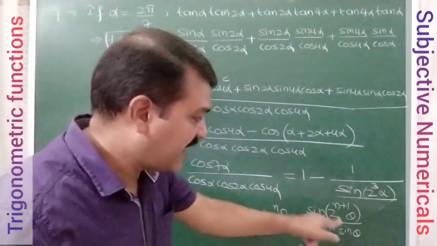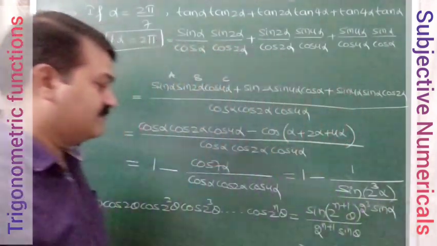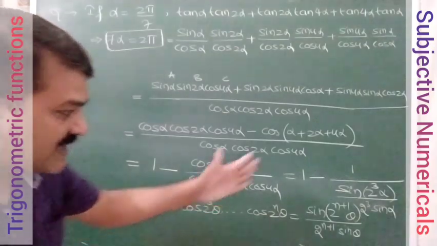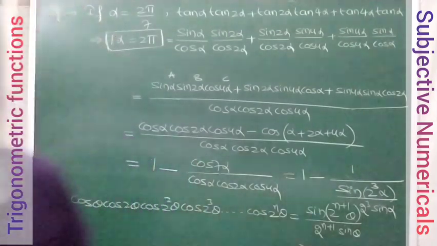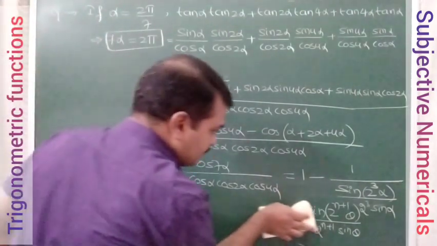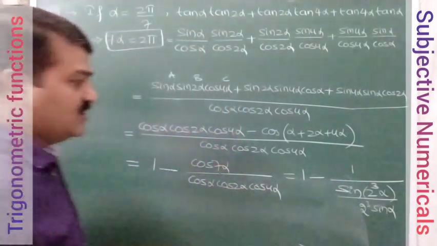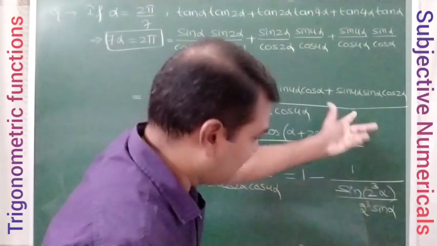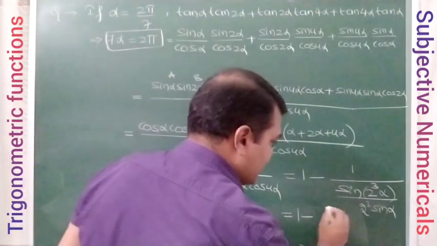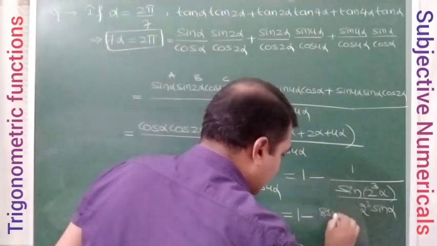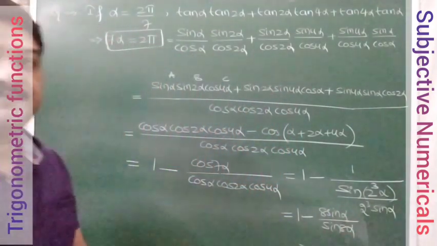So 2 cube into sine, in place of theta we have alpha. So in place of theta we have alpha that we used while applying the formula, and n is 2. Okay, so I'll rub this formula now. So let me see the simplification process. This denominator will be shifted to numerator now. So what we will get is 1 minus, if this goes to numerator, 8 sine alpha by sine 8 alpha. We will get like this.